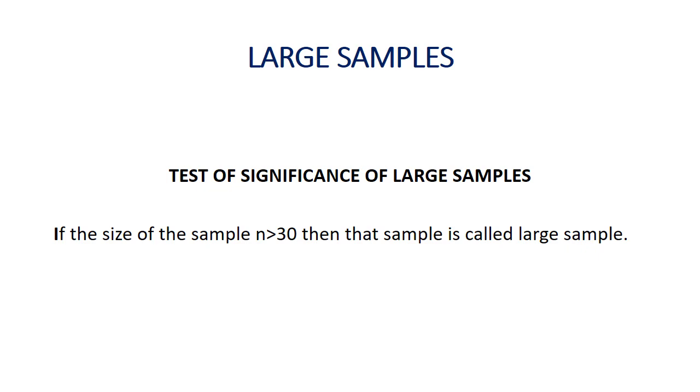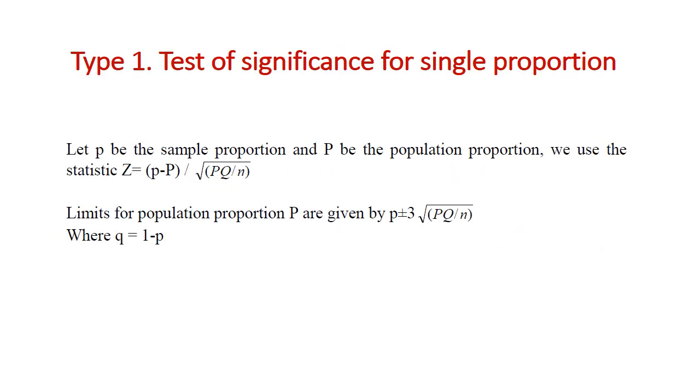Next, we are going to see about large samples. So if the size of the sample is greater than 30, then that sample is called a large sample. First we are going to see about the test of significance for single proportion. Let p be the sample proportion and capital P denote the population proportion. Then we use the statistic Z equal to (small p minus capital P) divided by root of PQ by N, where the limits of the population proportion P are given by P plus or minus 3 root of PQ by N, and the relationship between P and Q is that Q is equal to 1 minus P.